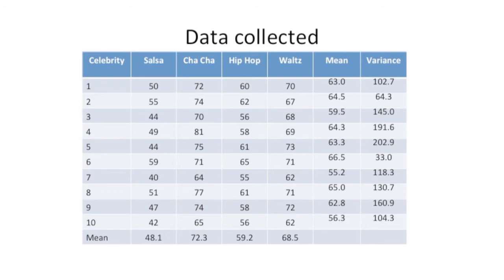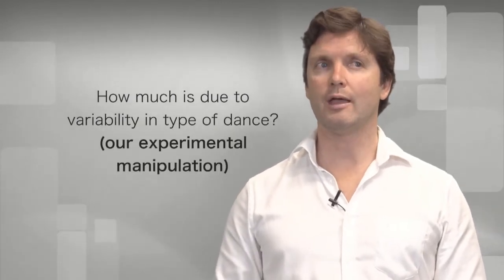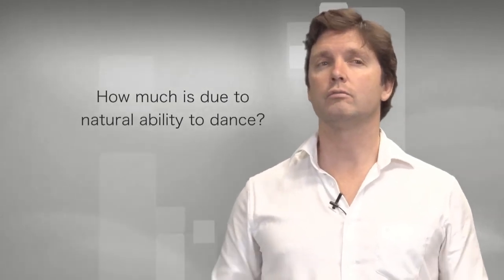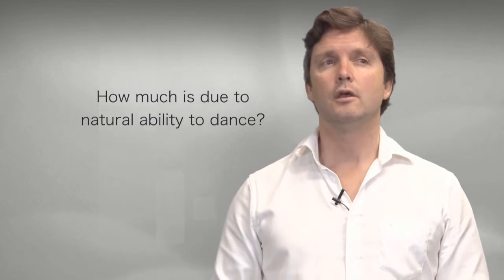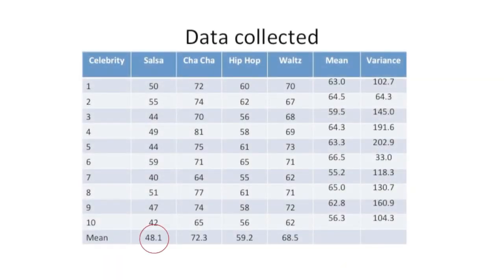So we have variability within each participant, and are asking the question how much is due to variability in the type of dance, in other words, the experimental manipulation, and how much is due to the natural ability to dance. You also have the mean within each condition. The mean score for all the celebrities for salsa was 48.1 out of a possible 100. The mean score for cha-cha was 72.3, hip-hop 59.2 and waltz 68.5.